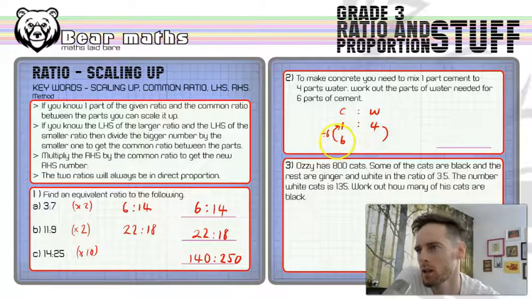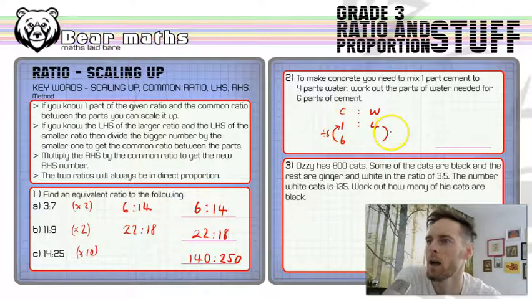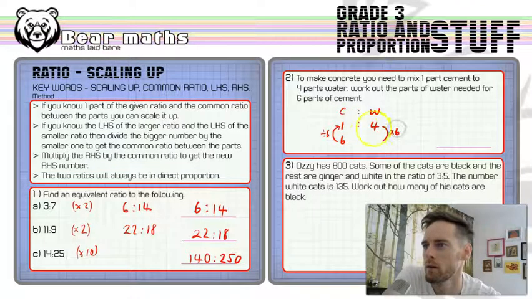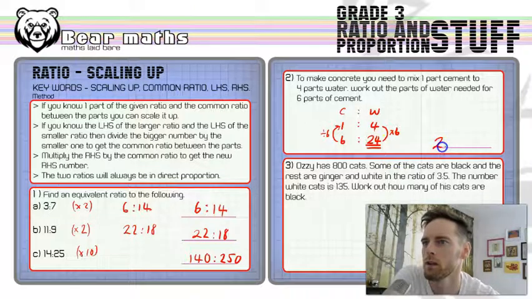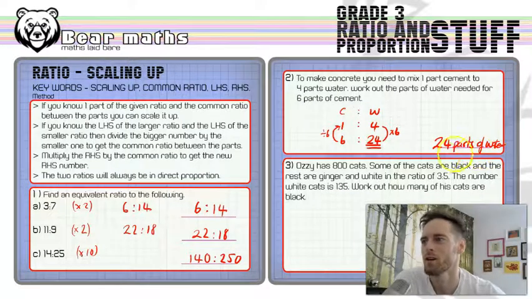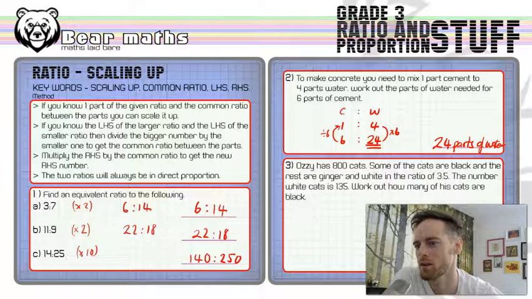But I like to think of dividing the big one by the small one to get that common ratio, and then multiplying it by that number. Okay, so we're going to need 24 parts of water. All right, that's the number that we found. So I'm going to write down 24 parts of water, whatever parts of water are. I'm not sure. So the third question, let's have a look at that one.